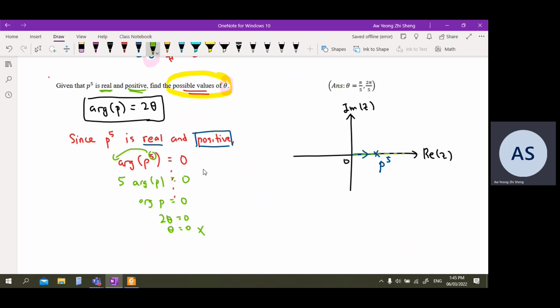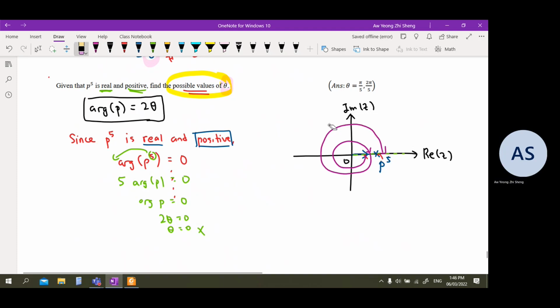So here, to be able to generate all the possible values of theta, we actually need to consider all the possible correct arguments of p power 5, which means other than 0 radian, I can also take one full cycle, which is 2 pi. I can take another cycle, and another cycle. And so I can have 2 pi, 4 pi, 6 pi, and so on. Similarly, I can also measure the angle in the negative direction. This would be minus 2 pi, minus 4 pi, and so on.